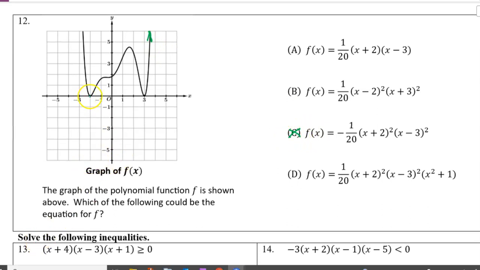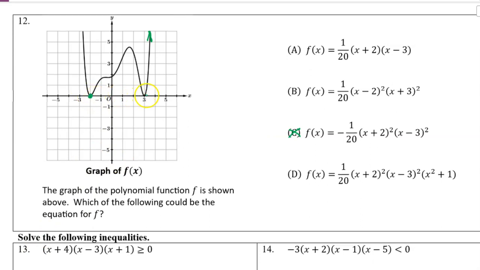F of x only has two real zeros. There's one at -2 and there's one at +3. Based on that, we should see factors of x plus 2, which would give us the real zero of -2. And we should see a factor of x minus 3, which would give us the real zero of 3. There shouldn't be any other real zeros.